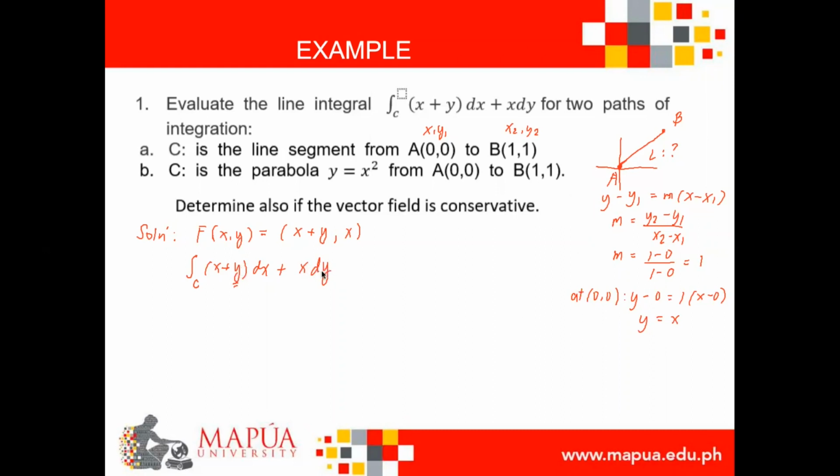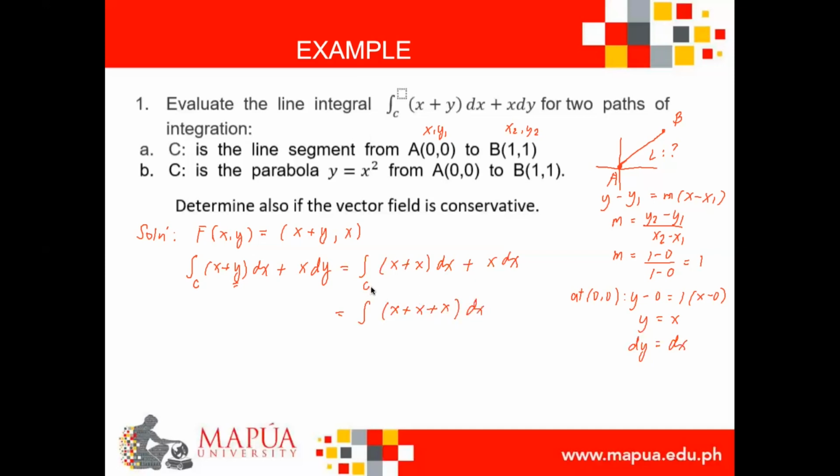And for the replacement of the differential dy, let us take the differential of y equals x. So the differential dy equals dx. So this will now be replaced by the integral of the quantity x plus x dx, plus we have x, and dy is dx along the curve C. Then we can rewrite the whole integral as the quantity x plus x dx. What about the limits?